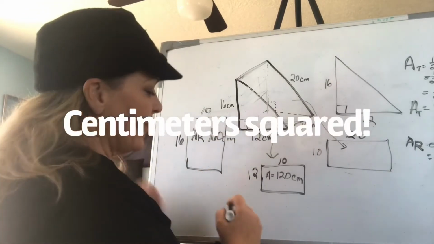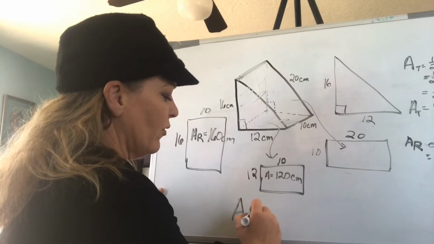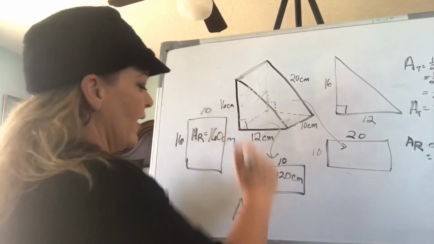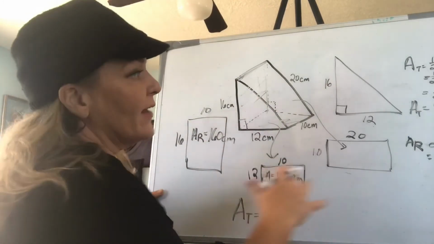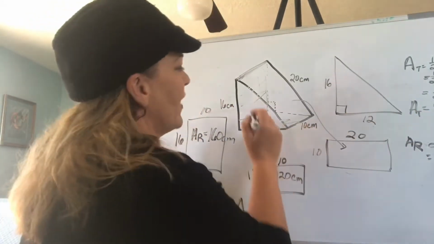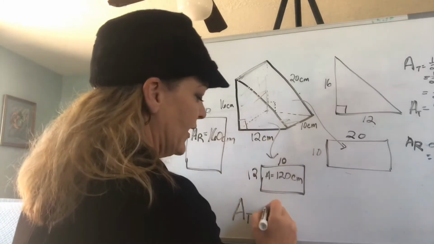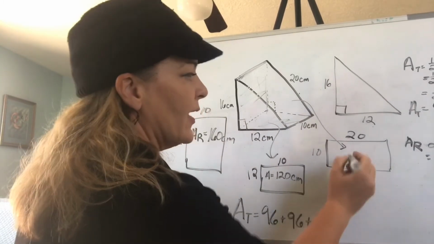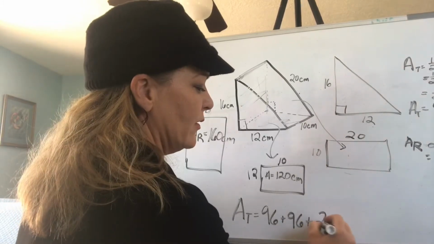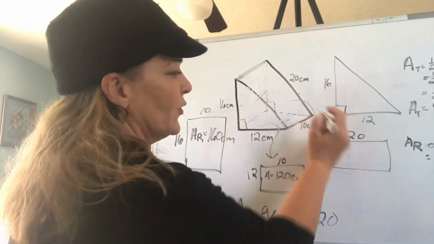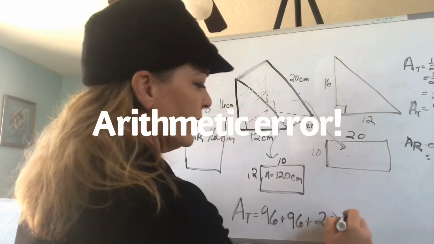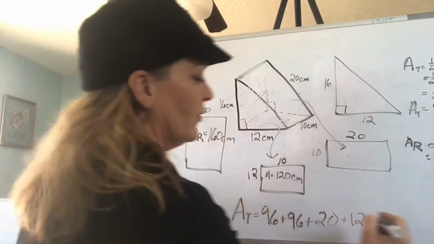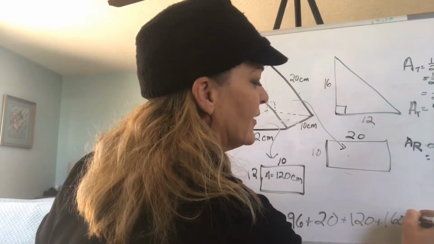Now, in order to find the surface area total, I need to add up all the different parts. Well, in the FLN, they started with these triangles, and there are two triangles, right? So I need 96 plus 96 plus this front face here, 200, plus the base here, 120, plus this back side, which is 160, and it's centimeters squared.